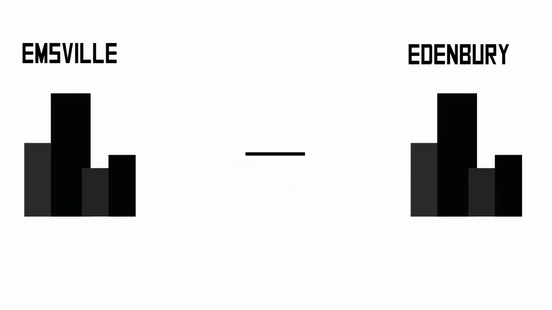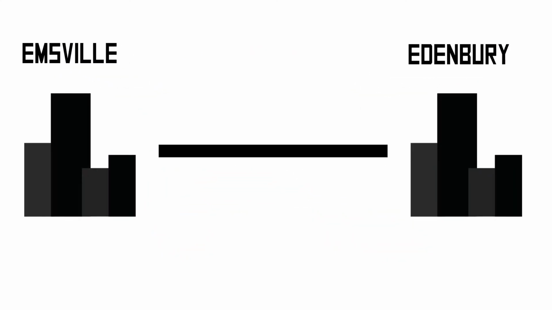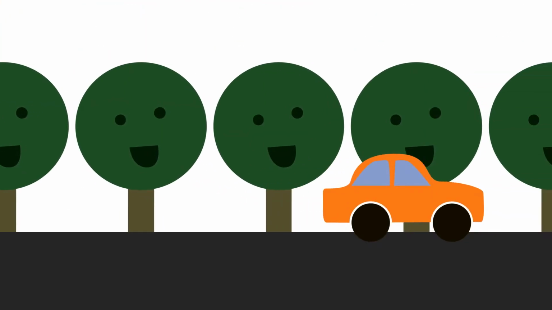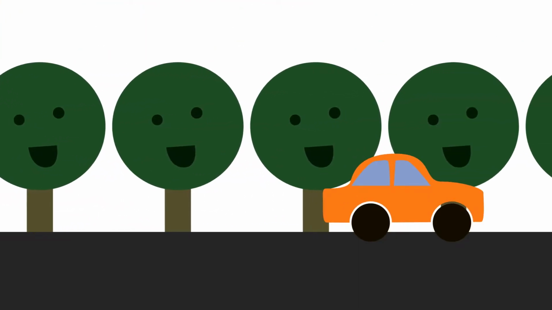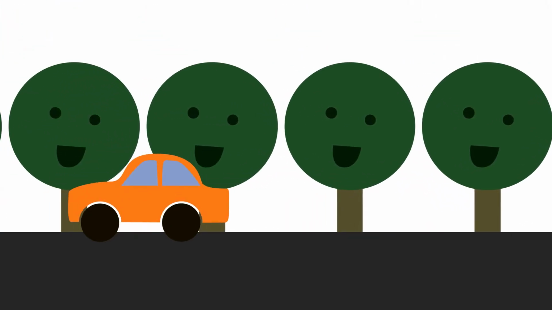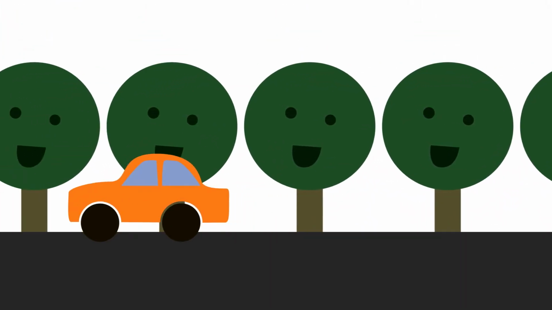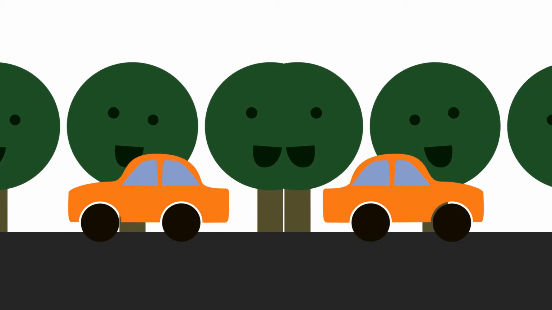Sally wants to drive from Emsville to Edenbury. At the moment, she is somewhere halfway between the two cities. This point will be the origin for our displacement function. If she travels forwards, x of t becomes positive, and if she travels backwards, displacement becomes negative. However, no matter what direction she travels in, her distance traveled will always stay positive. Distance traveled is represented by the odometer.